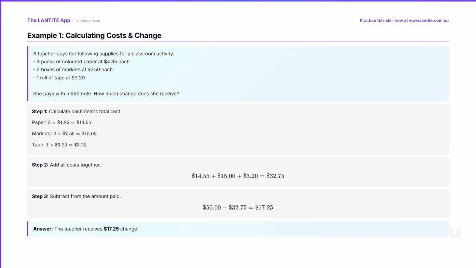Step 2. Add them up. $14.55 plus $15 plus $3.20 equals $32.75. Step 3. Subtract from $50. $50 minus $32.75 equals $17.25 in change.